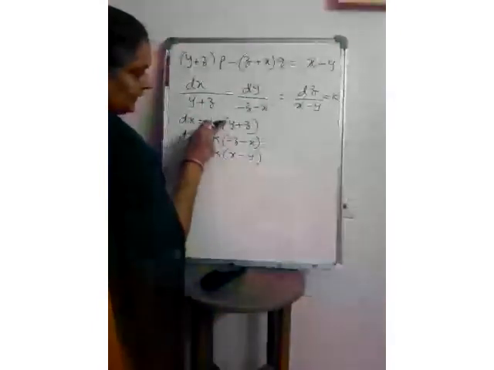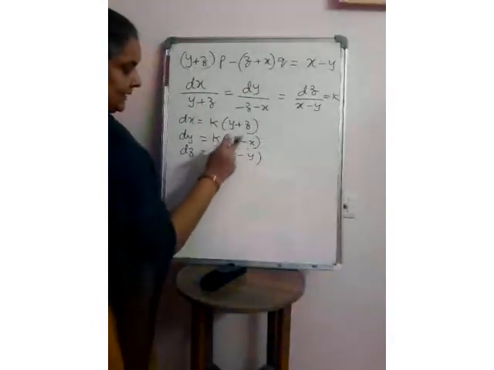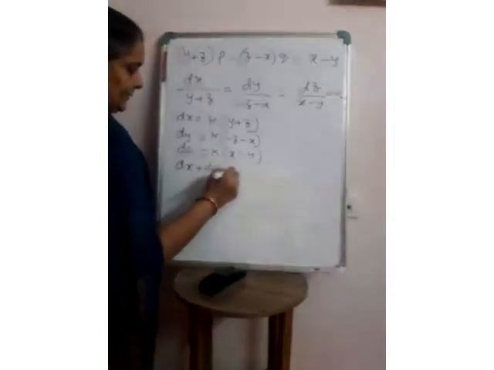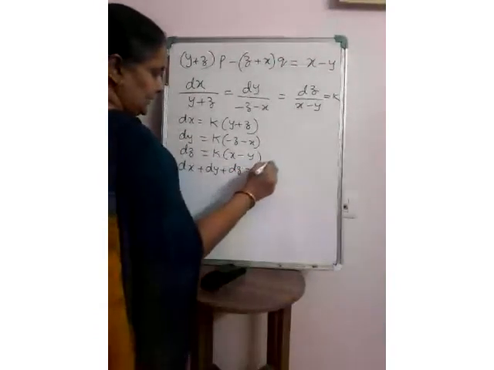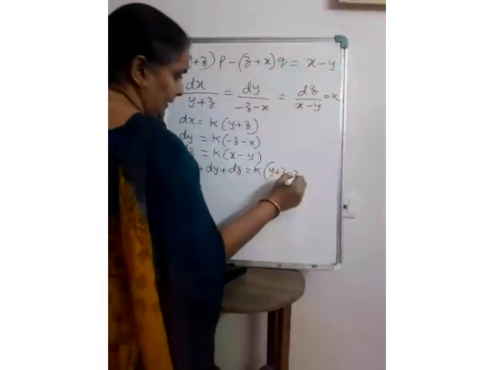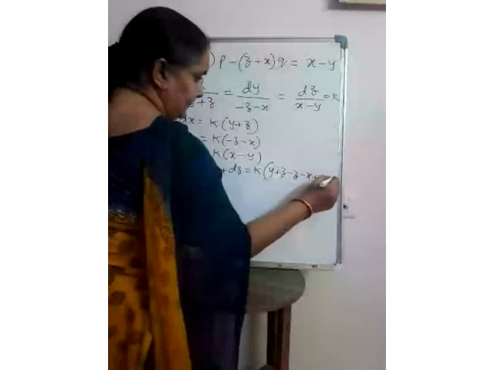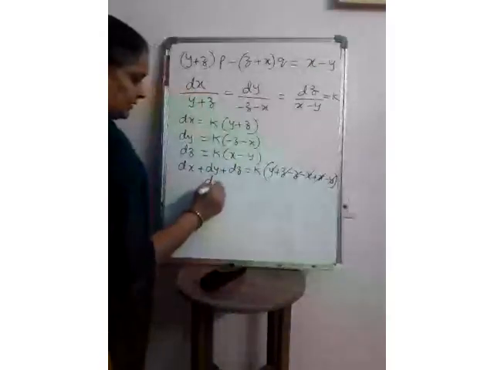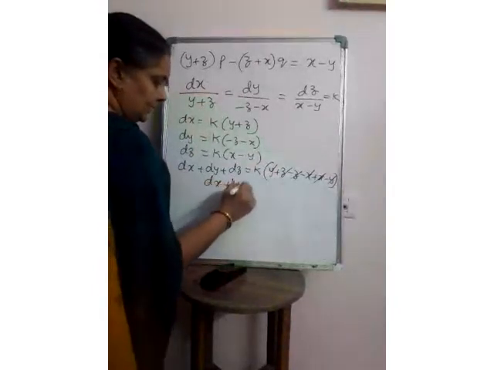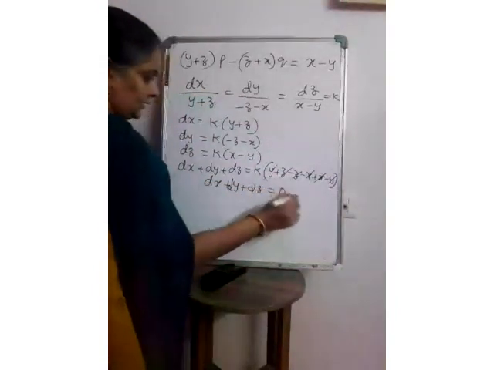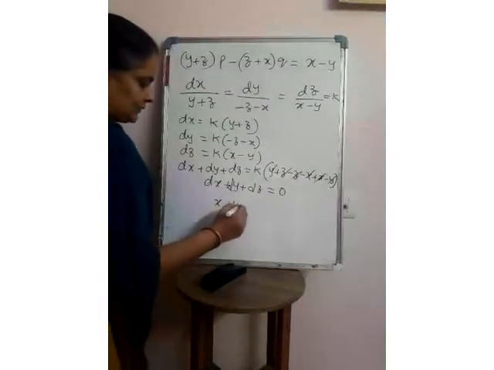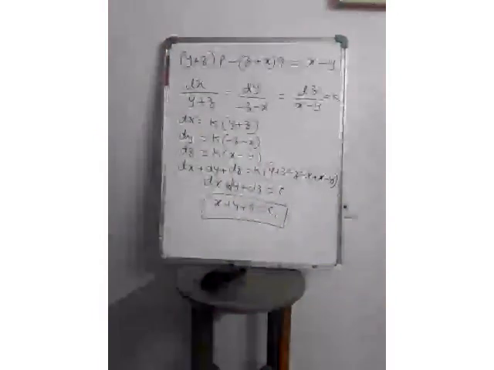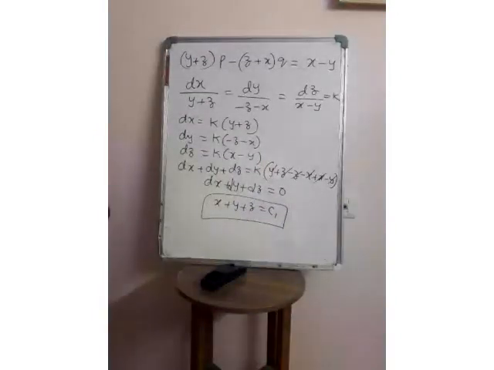So you can observe here that plus y minus y gets cancelled. Similarly, x and z. So you can take the combination of dx, dy, dz as dx plus dy plus dz, k times y plus z minus z minus x plus x minus y. So these all will become 0. So we got the first relation as dx plus dy plus dz is equal to 0. So if you integrate, this will become x plus y plus z is equal to c1. This is the first solution we got. So try to find out the second relation.